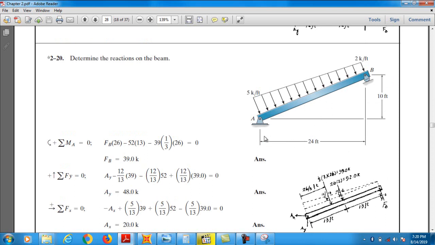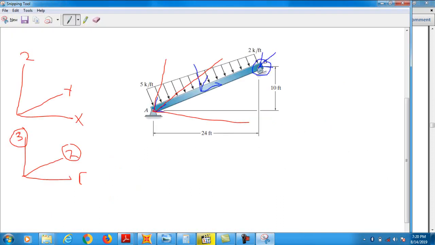Clear? So 24 feet, there is x1, there is x2. You must know that there is x1 and there is x2. Okay, so x1 and x2, and this is the z axis, so this is z1 and this is z2.